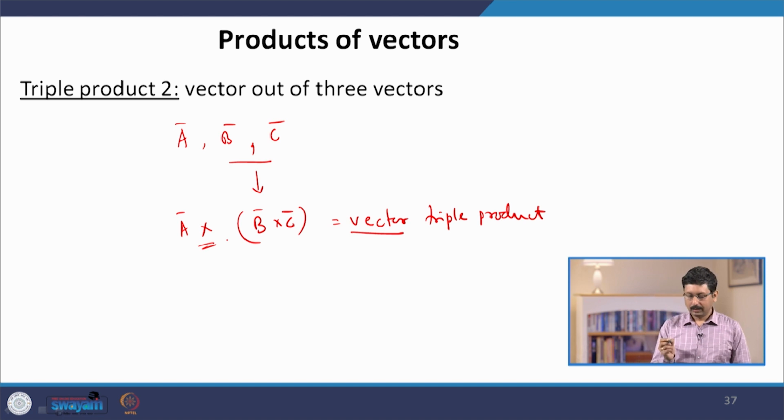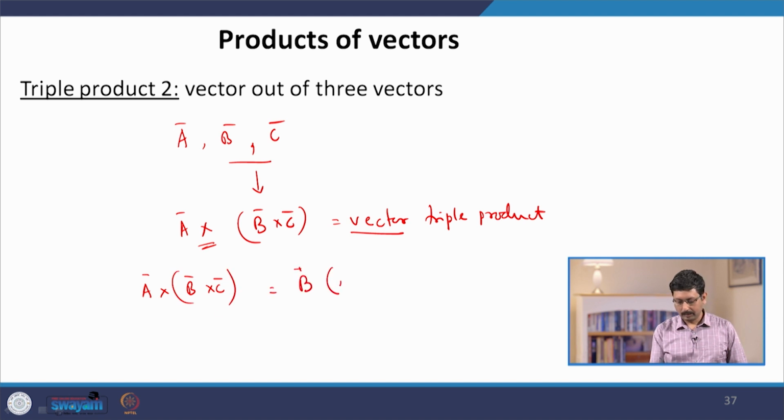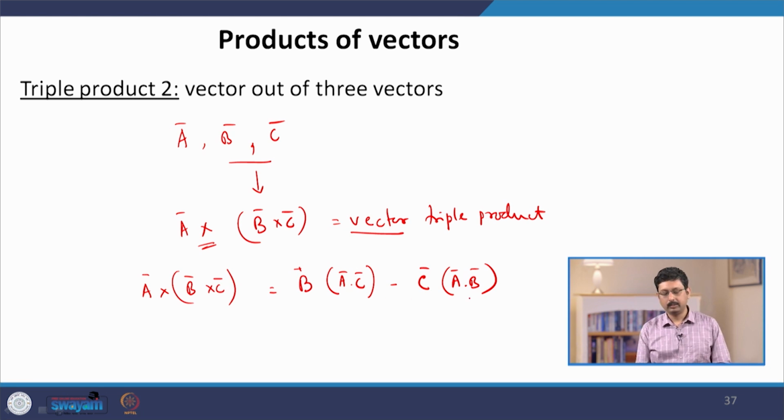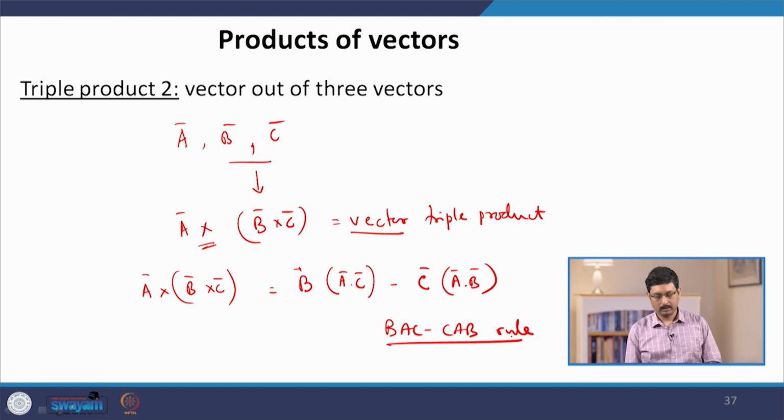Now, I am going to state an identity, which says that A cross B cross C is equal to B times A dot C. So, A dot C is a number, is a scalar, minus C times A dot B. So, this is BAC minus CAB, hence it is usually known as back minus cap rule. This is a kind of a useful mnemonic to help you remember the formula.